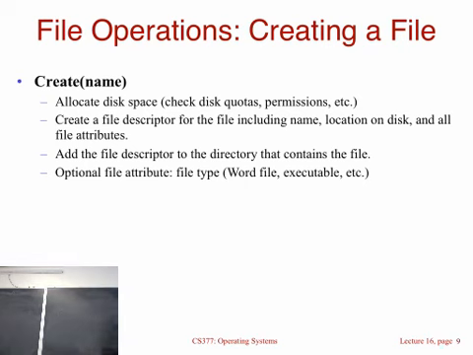And one attribute that is sort of optional is what the file type is. Is this a Word file? Is this an executable file? This is essentially a choice we have to make: do we want to store that in our file system? So why might it be useful to store information like what the file type is with the file? Why might that be a useful piece of information to have?